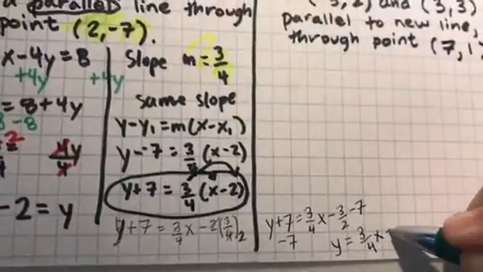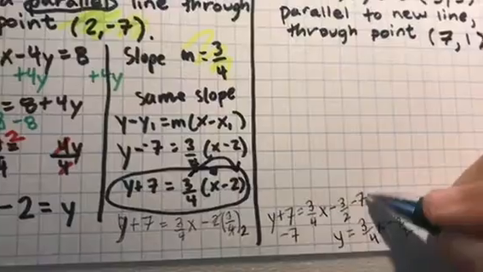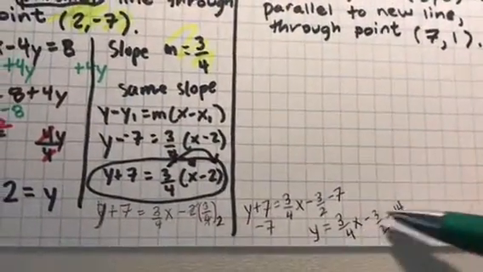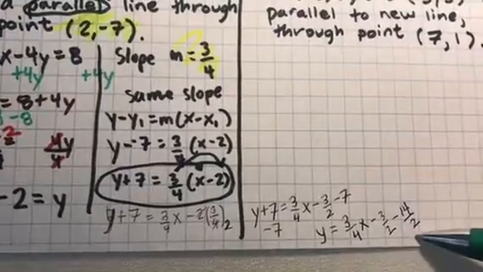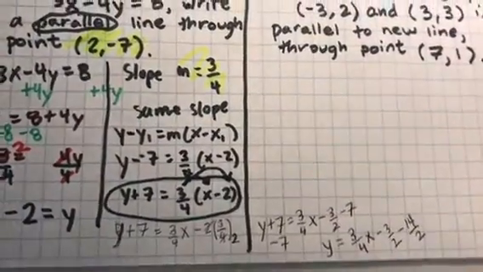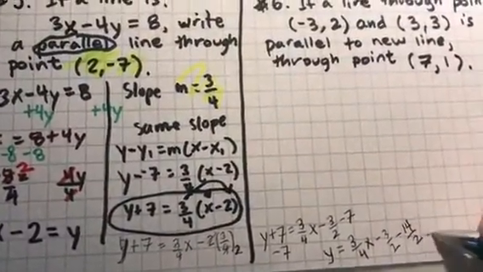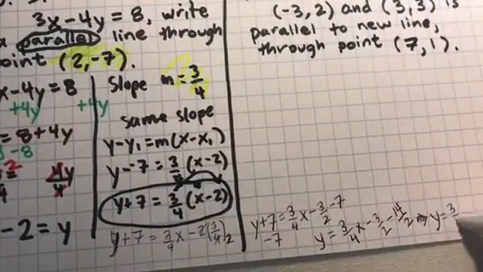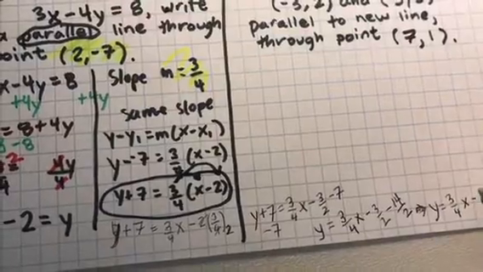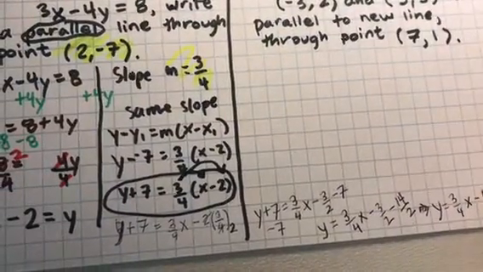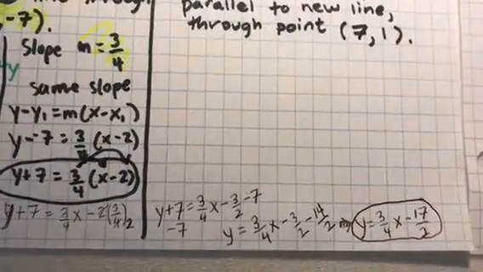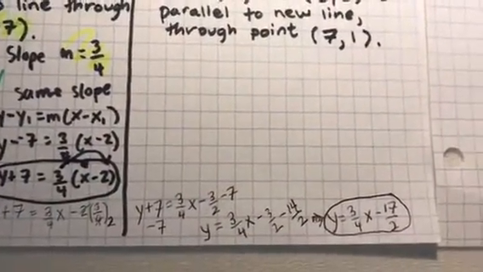I still have a minus 3/2, and 7 can be rewritten as 14/2. The reason for that is 14 divided by 2 is still 7. Now I can combine these terms that are alike. So I have y equals 3/4 x minus 17/2. That's my final answer. That's probably harder than what'll be on the test, but that's great practice.